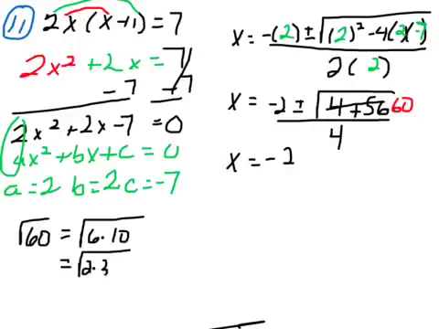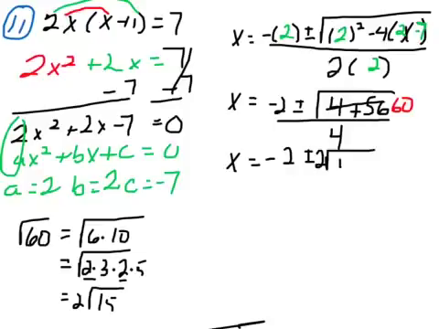6 is 2 times 3. 10 is 2 times 5. Oh, I could pull a 2 out because there's 2 copies. And then I would have 3 times 5 is 15 left inside. So that whole square root of 60 over there, it simplifies to 2 square roots of 15 over 4.